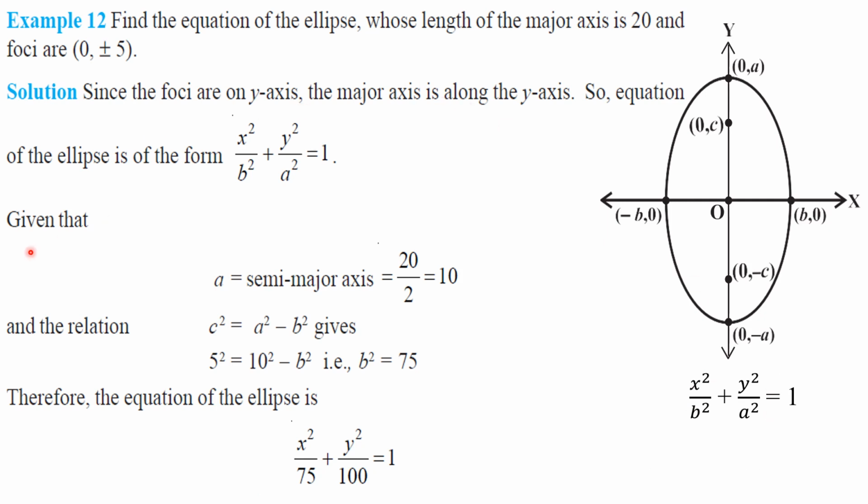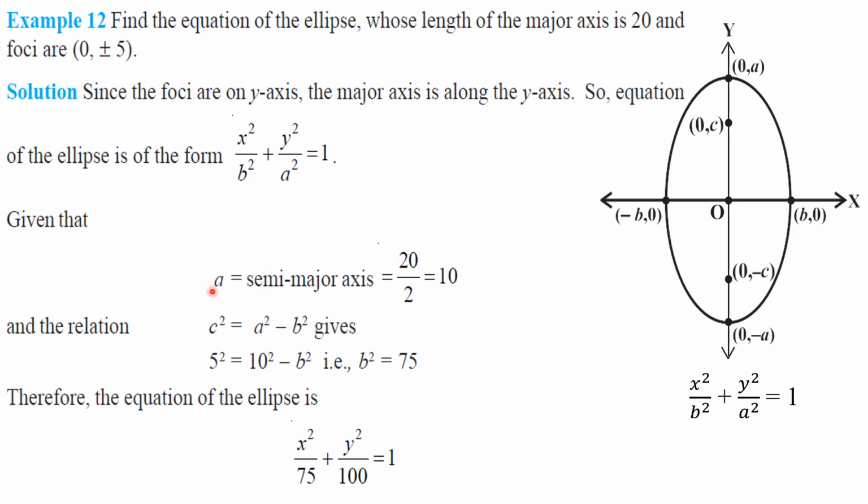Right, now come to the point. Given that A is equal to the semi-major axis, that is equal to 20 by 2. Please remember, my dear children, A always represents the length of the semi-major axis and B always represents the length of the semi-minor axis. So A is equal to 20 by 2. Here given that the length of the major axis is 20. So the length of the semi-major axis is 20 by 2, that is equal to 10. Understood this step, my children?